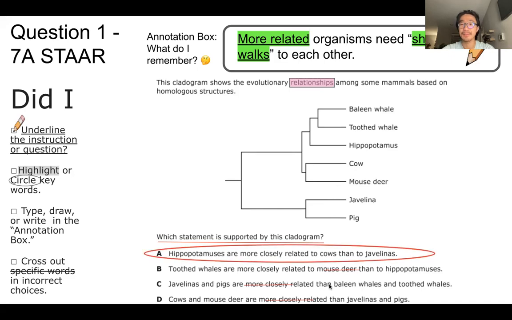And it happens that the first one we tried was actually the correct one. Let's see why that's true for another moment. Hippopotamus walking over to cows. Okay, it's a little walk, but it's a much longer walk to go to the javelina. So the closer walk means it's more closely related to cows. Hippopotamus are more closely related to cows. Perfect. That's our correct answer.